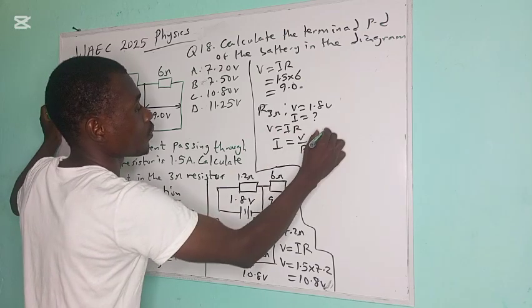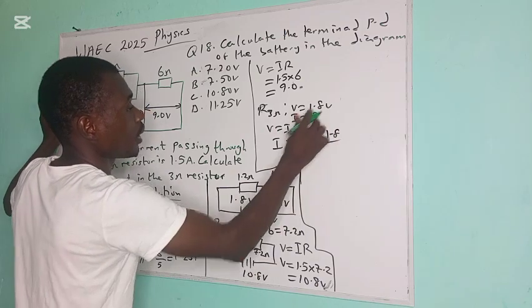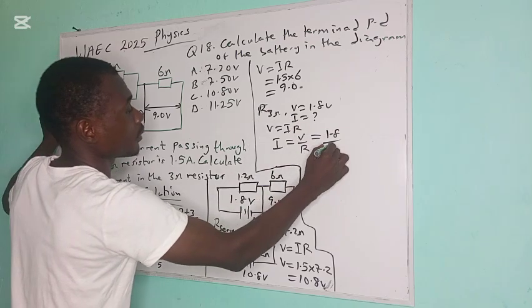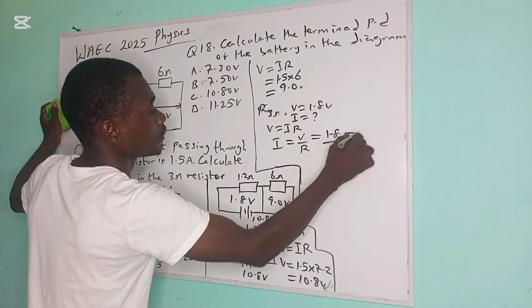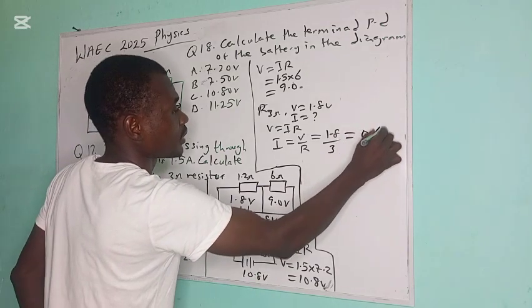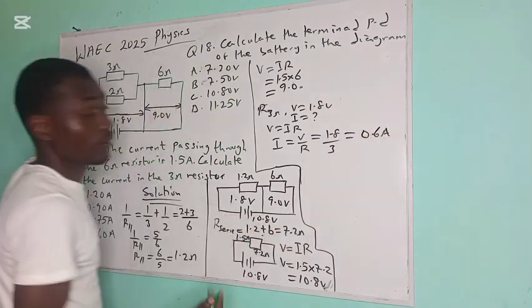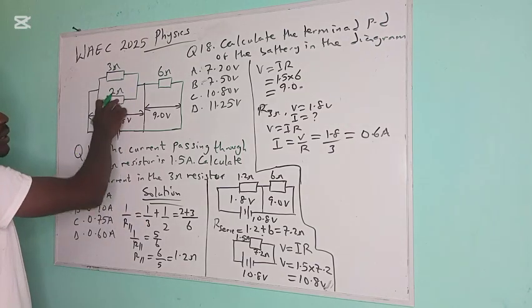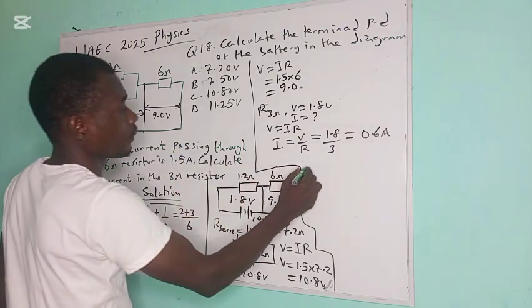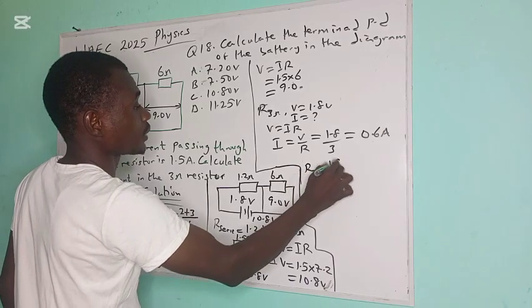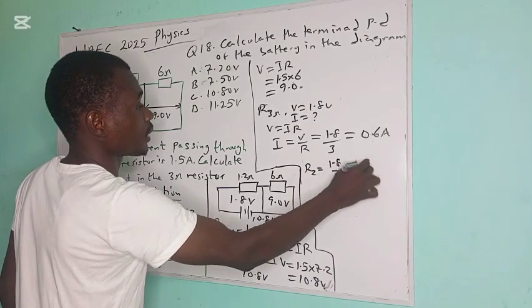So what is your V? 1.8. What is your R? That is 3. By the time you divide 1.8 by 3, that will give you 0.6 amperes. And we can also check for R2. That will be 1.8 divided by 2, which is 0.9.